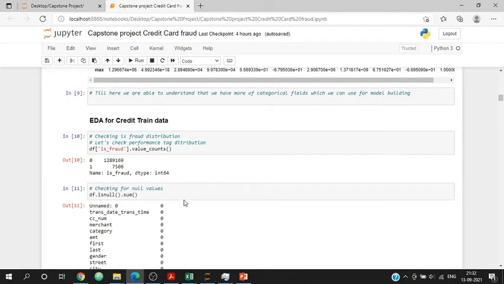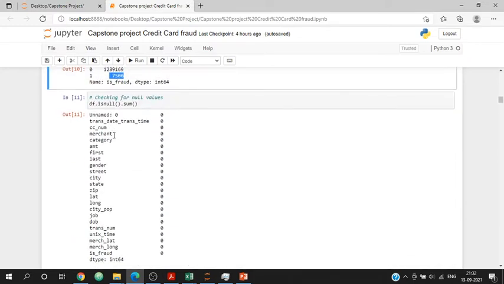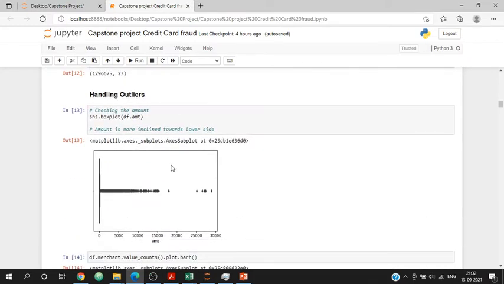Coming to the exploratory data analysis, initially I checked the fraud column. As this is the training data set, we only have 7,000 fraud records. I also did an initial null check and handled the outliers. Before handling the outliers, I'm looking briefly at the outlier diagram so that I can understand it. This box plot gives an overview about the amount, which can range from minimum to maximum.